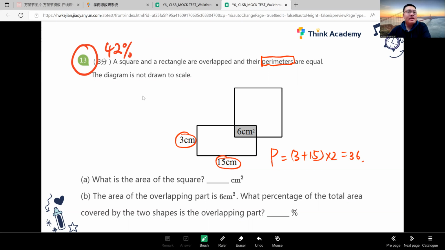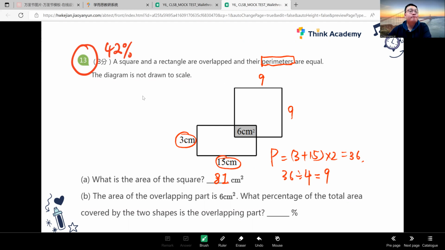We know the perimeter will be the same for the square, right? So can anyone tell me what the side length of the square is? The perimeter is 36 and you have 4 sides, each with the same length. So you use 36 divided by 4 to get the side length, which is 9. The area then equals 9 squared, which is 81.